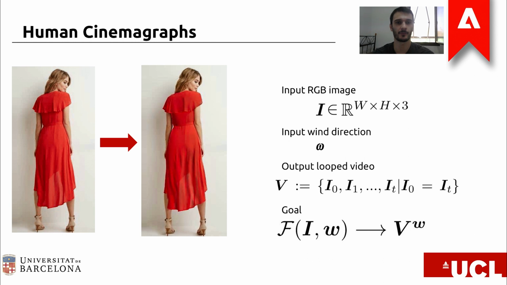Here you can see a more formal definition of the problem we are trying to solve. We have as input an RGB image and a wind direction as a two-dimensional unit vector on the image plane. The desired output for such input is a looped video sequence, that is, a set of RGB frames such that the animation seamlessly transitions back to the first frame. Then, solving this problem can be understood as designing and learning a function f as defined here.